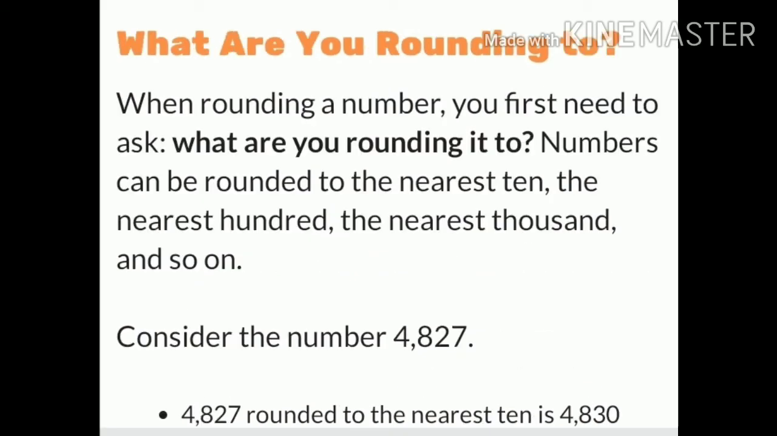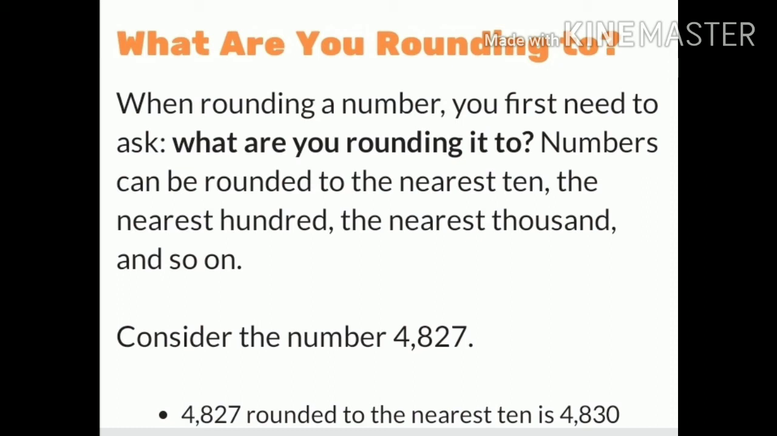What are you rounding to? When rounding a number, you first need to ask, what are you rounding it to? Numbers can be rounded to the nearest 10, the nearest 100, the nearest 1000 and so on. Consider the number 4827.